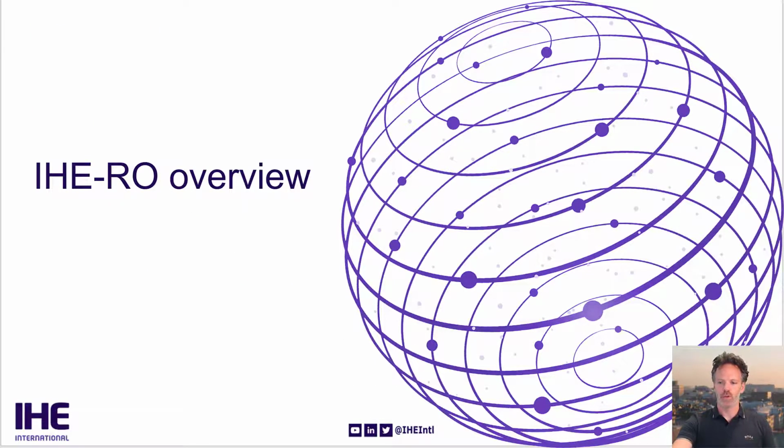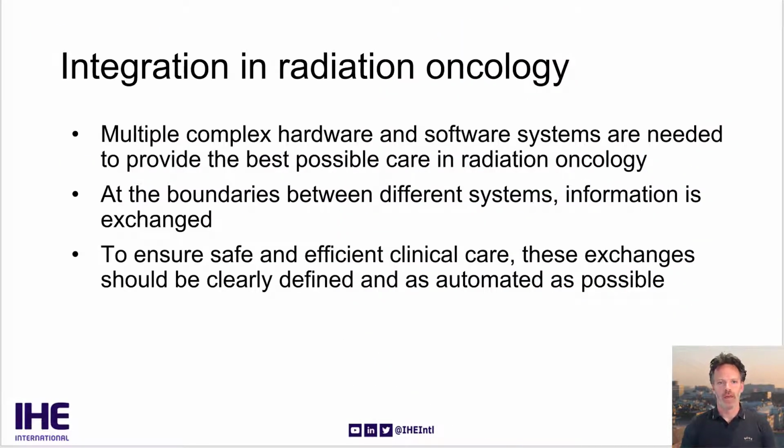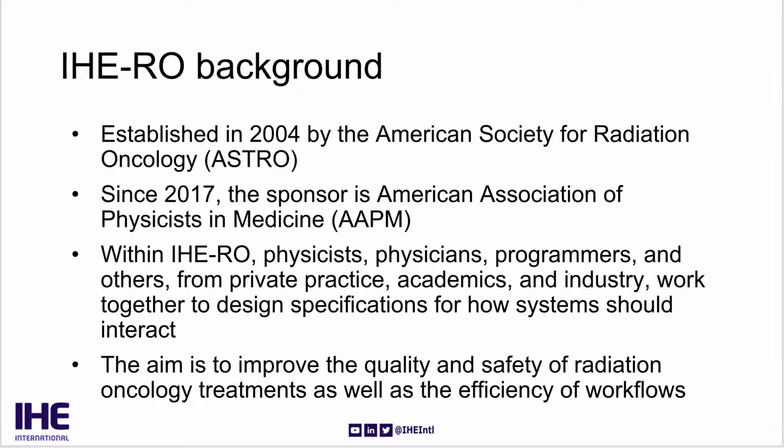So first, an overview of IHE-RO. The background is that there are multiple complex systems, hardware and software, that are needed to provide the best care in radiation oncology. Between those systems, information is passed and the boundaries have to be well defined. The better the boundaries are defined, the better care, the better efficiency and the better safety can be achieved. So this is the goal of IHE-RO.